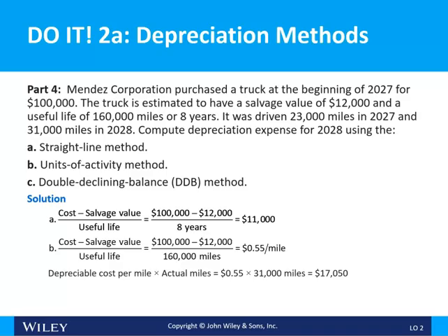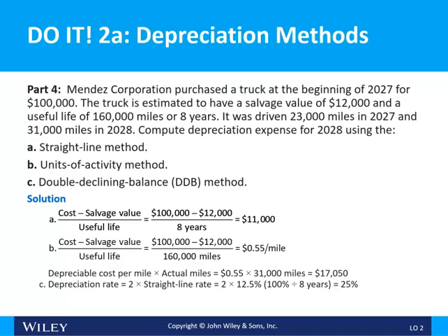Okay, now we'll look at the double declining balance method. So with that, we take twice the straight line rate to get our rate that we're going to apply to the book value. So the depreciation rate is 2 times the straight line rate. In this case, the straight line rate is 12.5%. So we multiply that by 2 to get 25%.